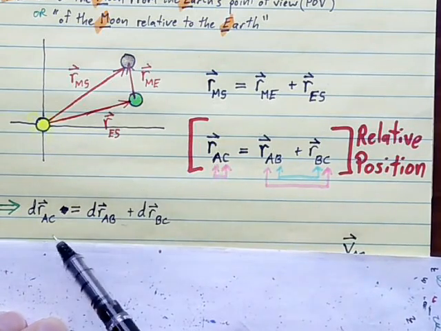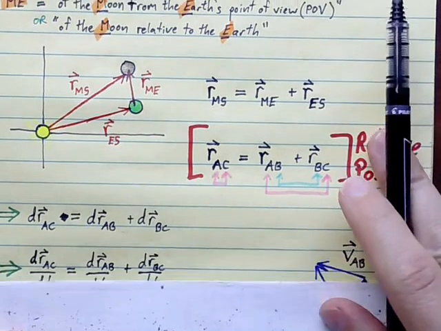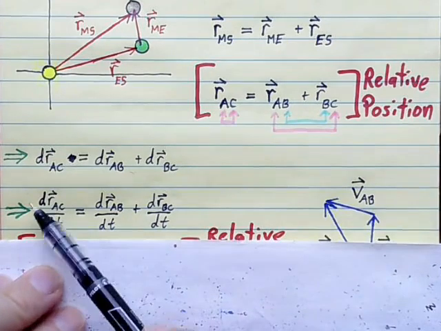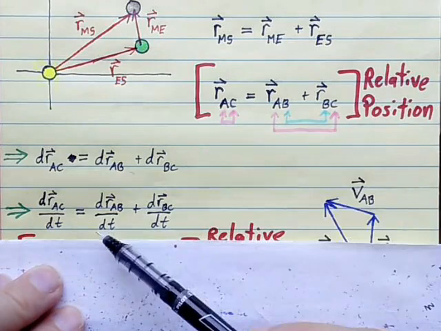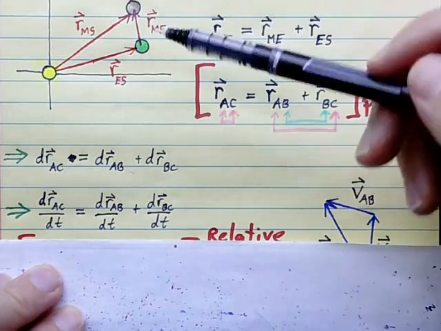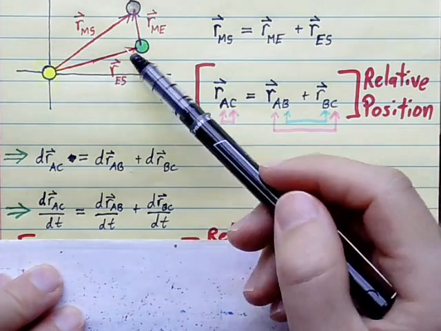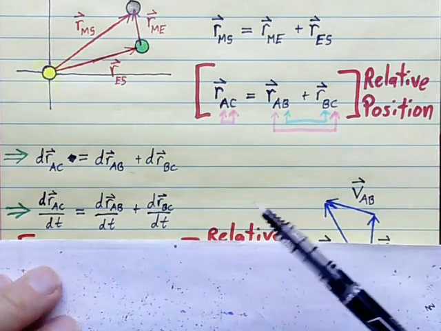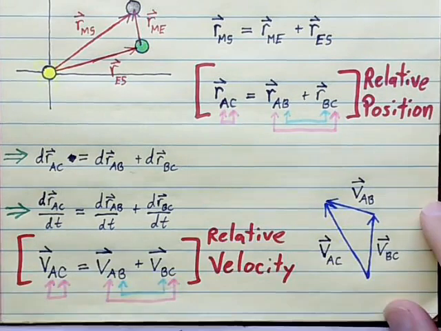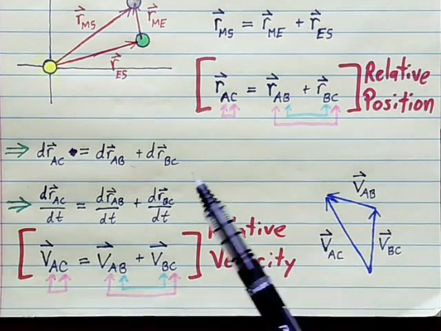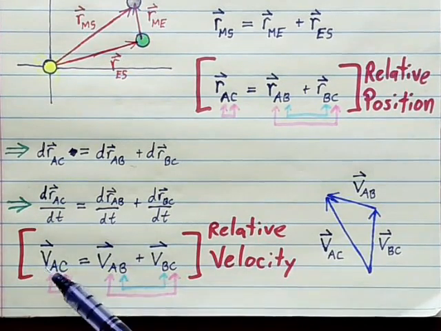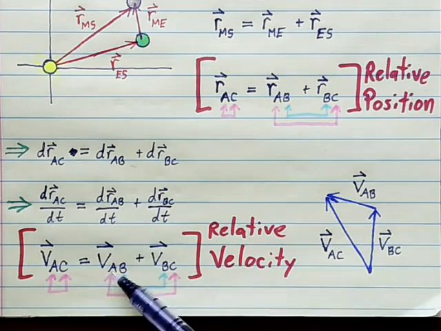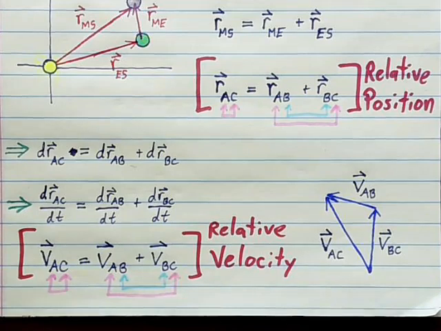And if I look at the rates of change of those three vectors, so divide those infinitesimal changes by dt's, then the rate of change of this vector equals the rate of change of that vector plus the rate of change of this vector. And by rate of change of a position vector, we mean velocities. So here we have it. This is the definition of the velocity of A with respect to C. That's equal to the velocity of A with respect to B plus the velocity of B with respect to C.